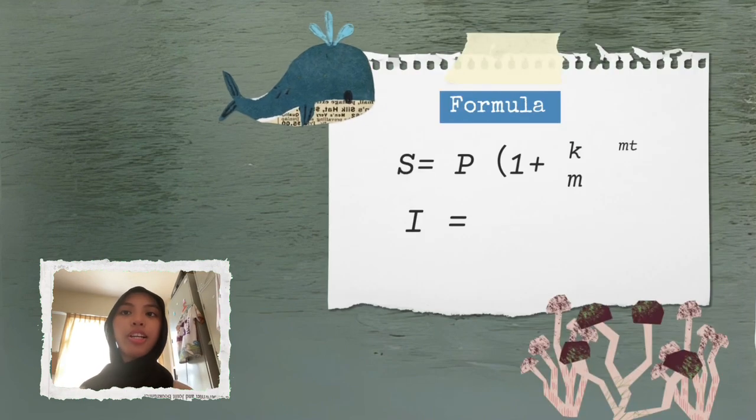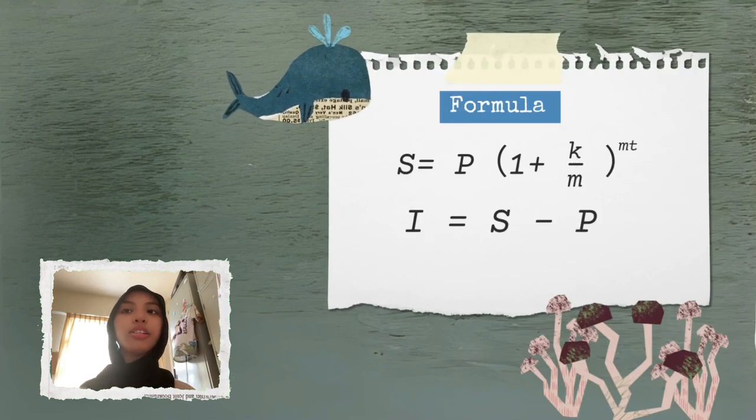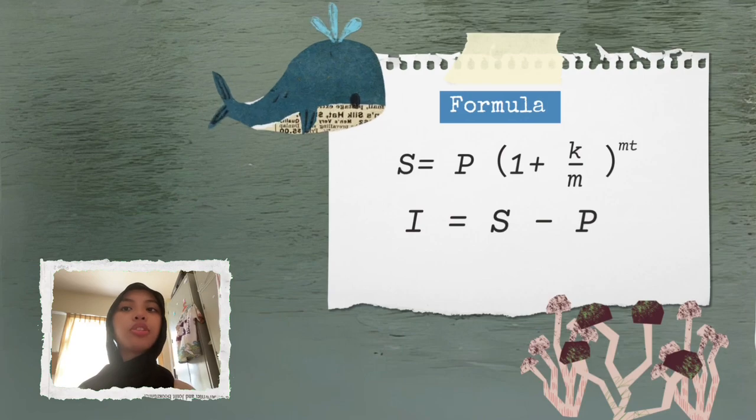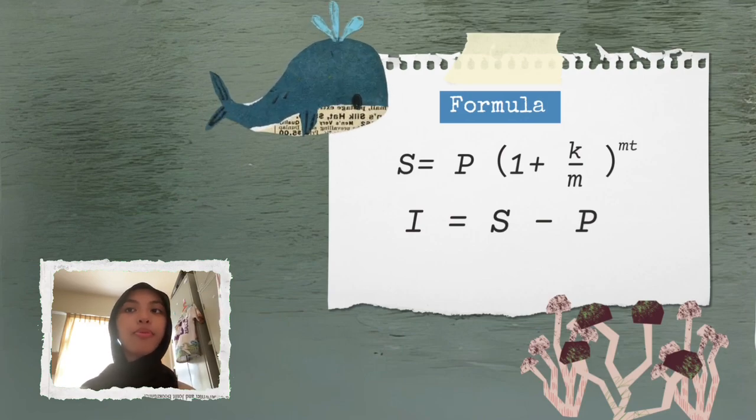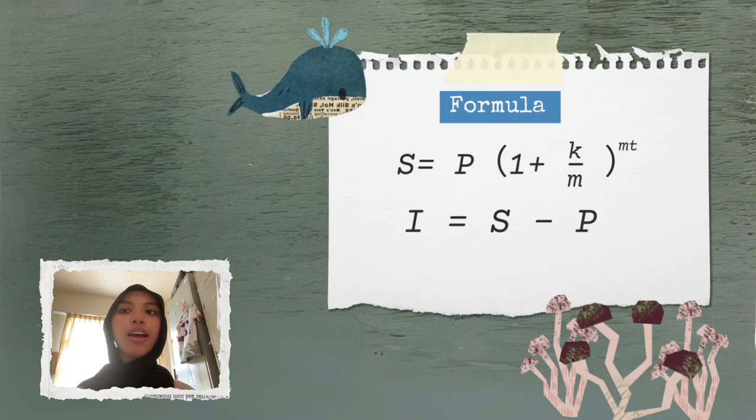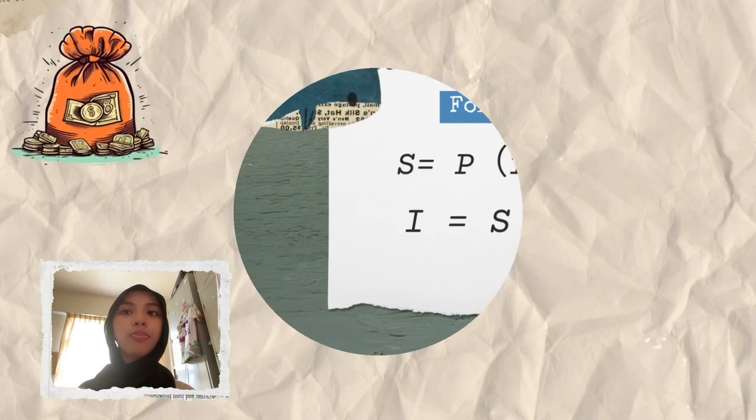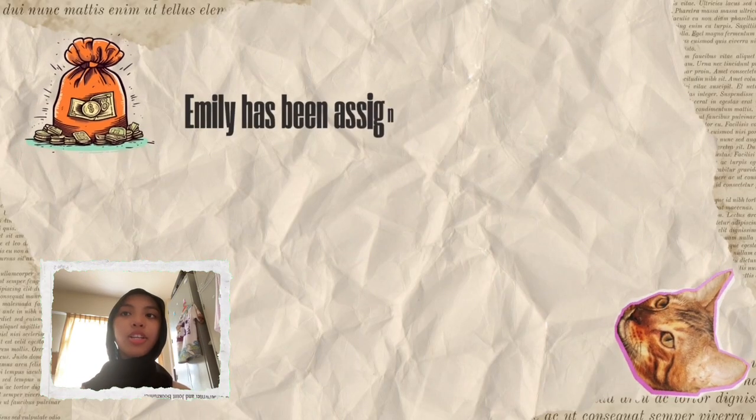We have two formulas that we will use in compound interest. The first one is S equal to P in bracket of 1 plus K over M, powered by MT. And the other one is I equal to S minus P. So now let's jump into the question.